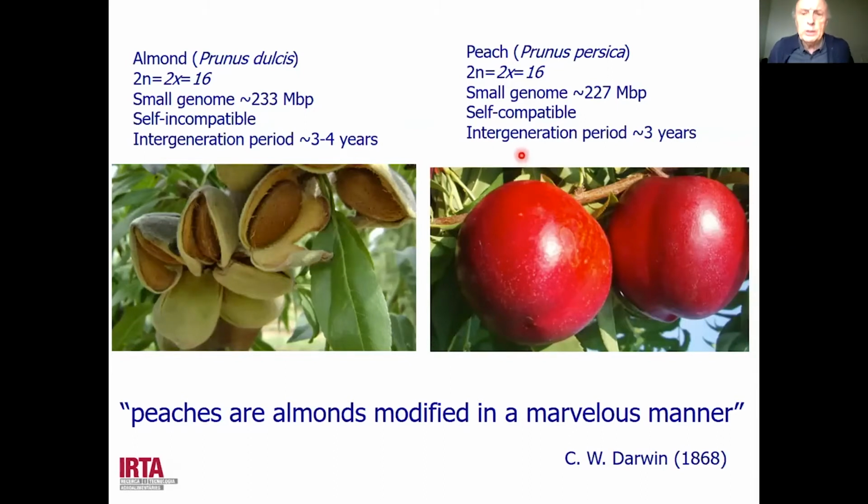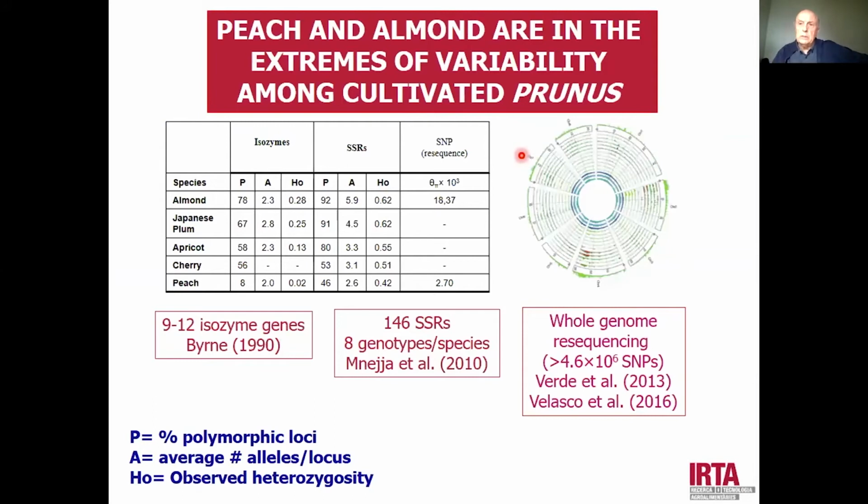One of the important differences between peaches and almonds is that almonds are self-incompatible and thus a cross-pollinating species, whereas peaches don't have the self-incompatibility system at work, and they are mainly selfers. And this has consequences, specifically in terms of variability. Look at it in the way you want: peaches have a much lower level of variability than almonds.